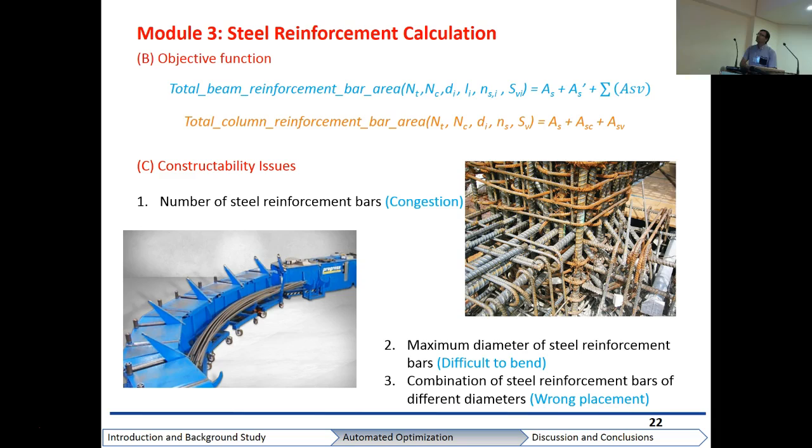First is the number of steel reinforcement bars. If you increase the number of bars, it becomes so congested that concrete cannot flow through it, which will affect the final strength of the RC member. Moreover, if you have a higher bar diameter in your design, you need big machines to bend them into the required shapes and angles. The third is the combination of bars of different diameters. If your detailing has many different types of bars, like 10 different types, workers can make mistakes while placing them on site, and that will finally affect the overall strength of the RC member.